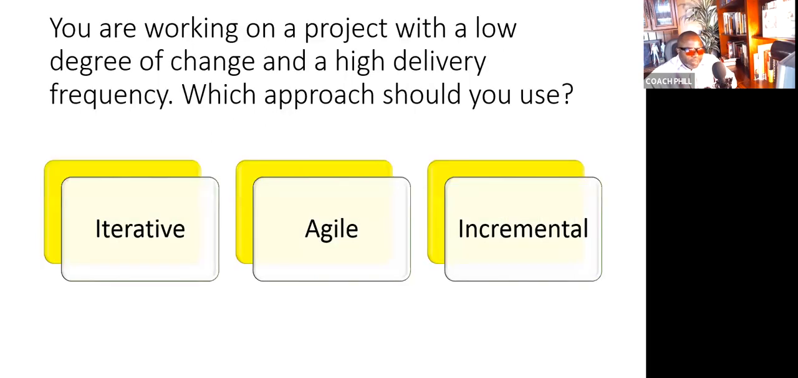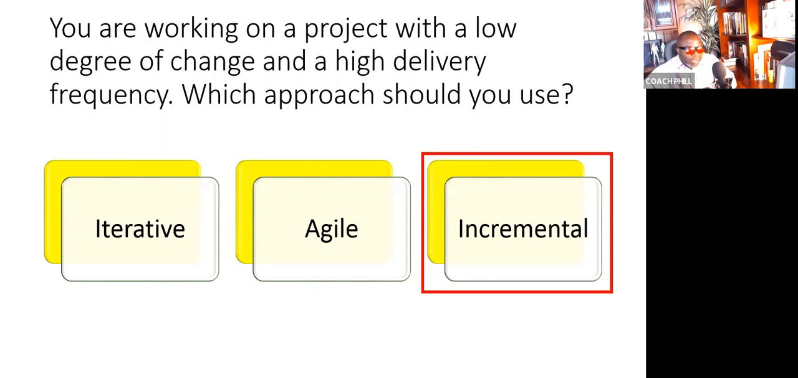Next question. You're working on a project with a low degree of change and a high delivery frequency. Which approach should you use? Think about this. Hit the pause button for more time. The answer is incremental. Incremental has a low degree of change and a high frequency of delivery. Go to page 18, 19 in the Agile Practice Guide to clarify that.